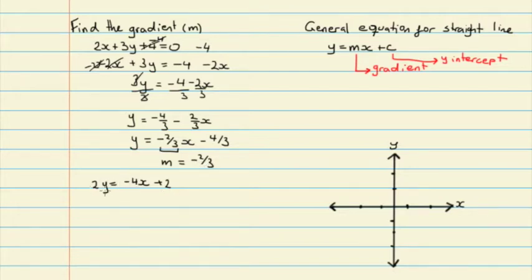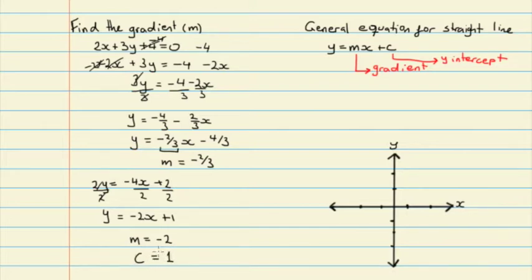You can see that this one is pretty much almost finished, as in it's almost in that form right there. So I just have to divide by 2. So this will give me y equals negative 2x plus 1. So the gradient m equals negative 2. I'll also note that my y-intercept, or my c, equals 1.